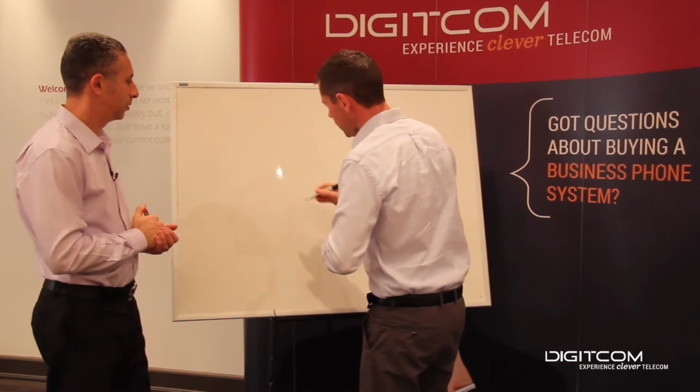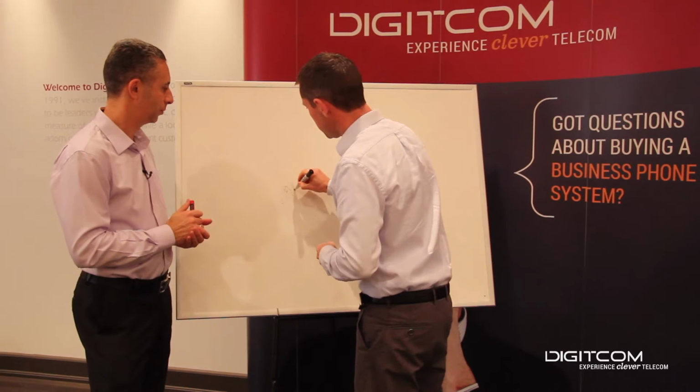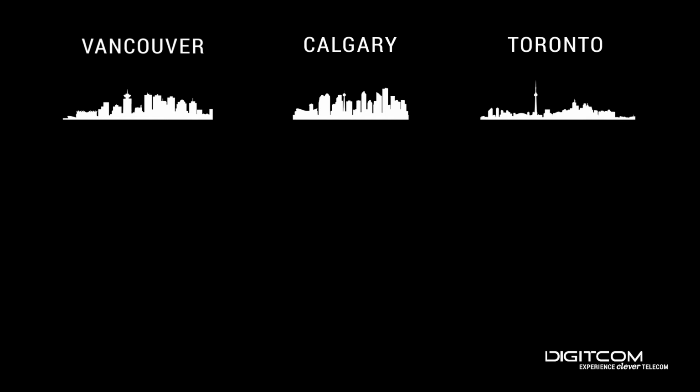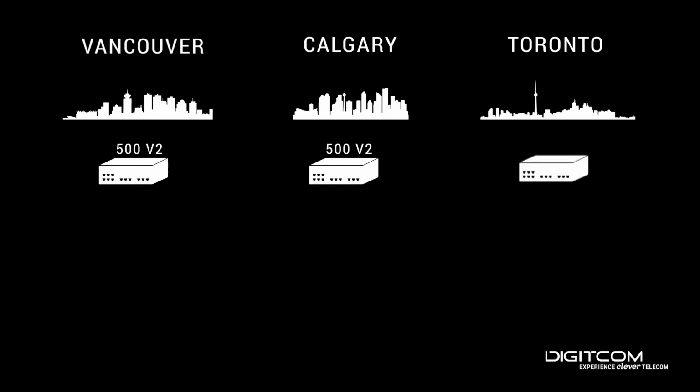All right. First of all, I'm going to just draw some sites here. VAN for Vancouver, CAL for Calgary, and let's say TOR for Toronto. In Vancouver, we've got a standard IP Office 500 V2. Calgary, the same thing. And of course, same thing in Toronto. Each of these sites is running IP phones.